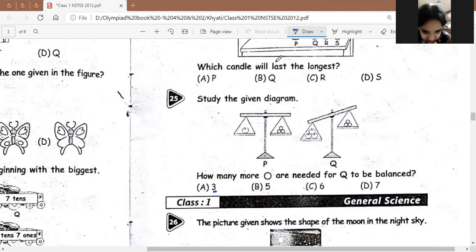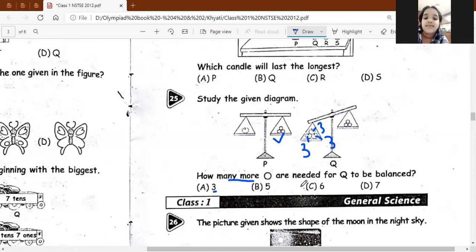Complete this 25. Study the given diagram. One apple has three zeros or three ladoos. So one apple is three, two is also three, and the next is three. So how many more? That is 3 plus 3, 6. So the answer is 6. Okay, ma'am. Next one.